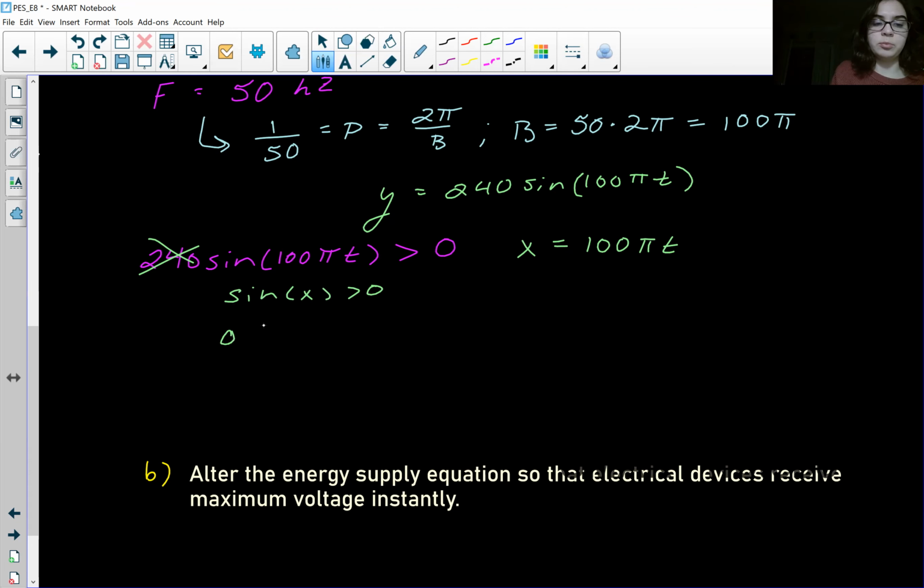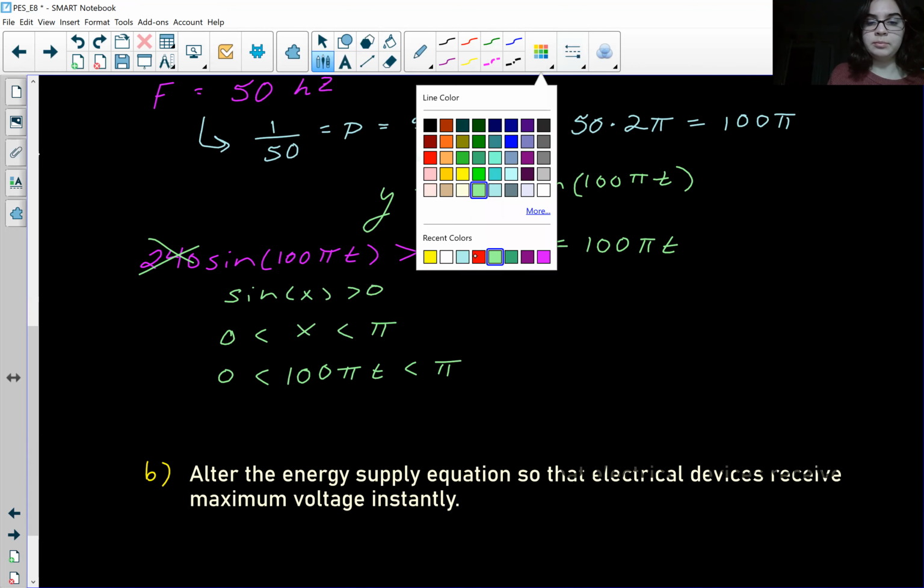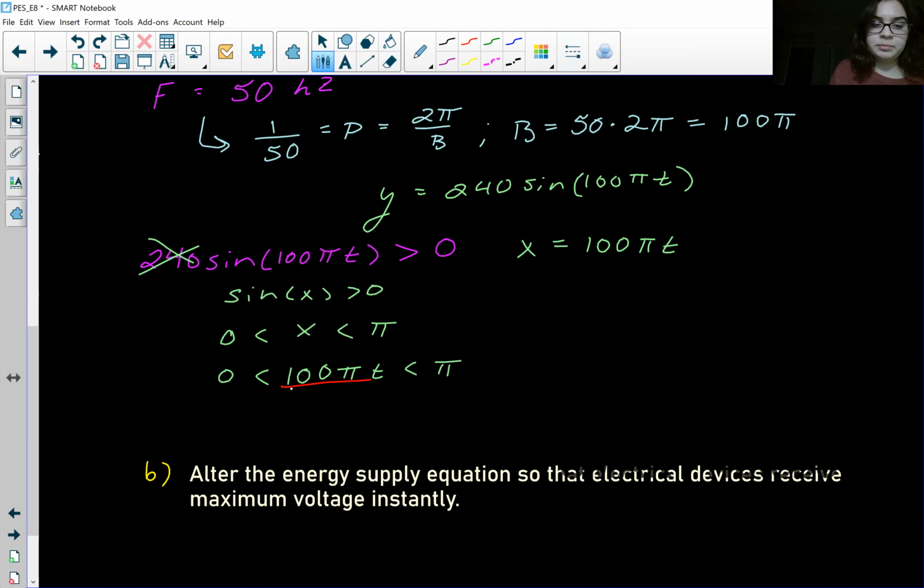Again, that happens on the interval between 0 and pi. So let's replace x back with our t expression. And then you would divide everything by 100 pi. And that is going to leave us with t being between 0 and 1 over 100 seconds.